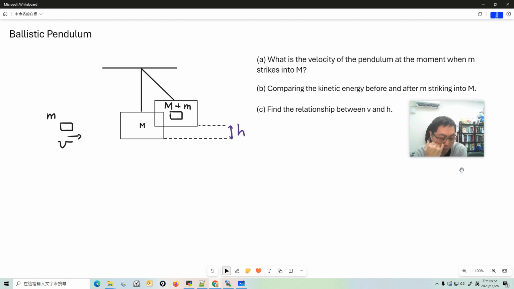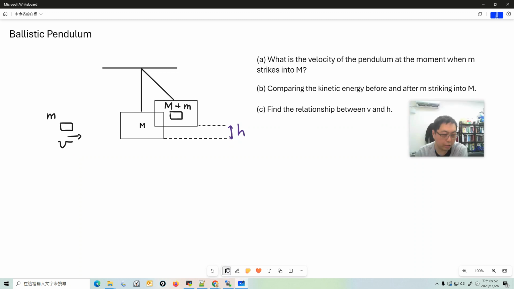Like I said in the previous video, with the ballistic pendulum, by measuring the height, you can back calculate the incoming velocity of the bullet. So apparently there's a relationship between the swing height h and the incoming velocity v. So what's the relationship? Find a relationship. That's the C problem. So how to solve the C?